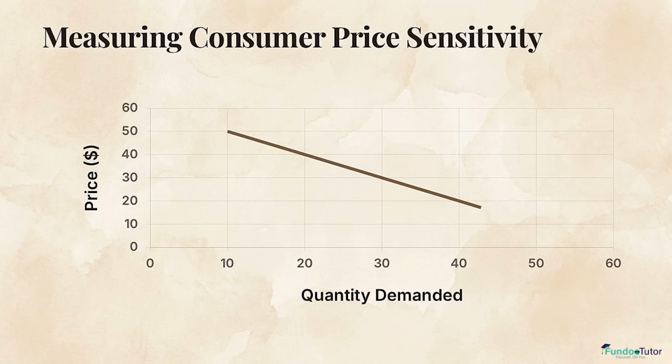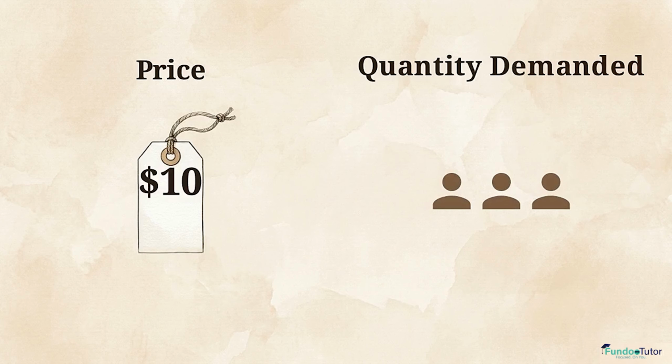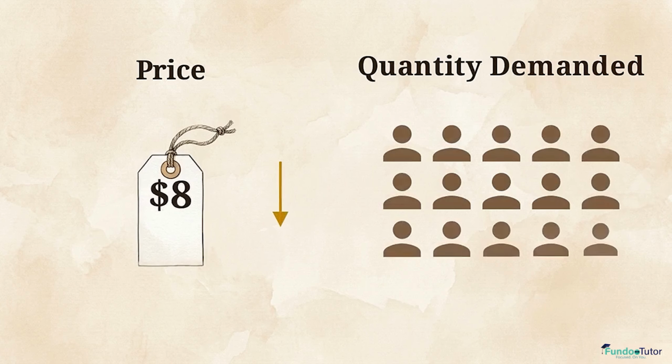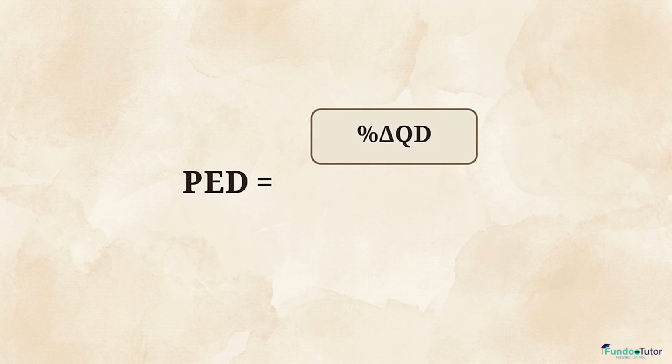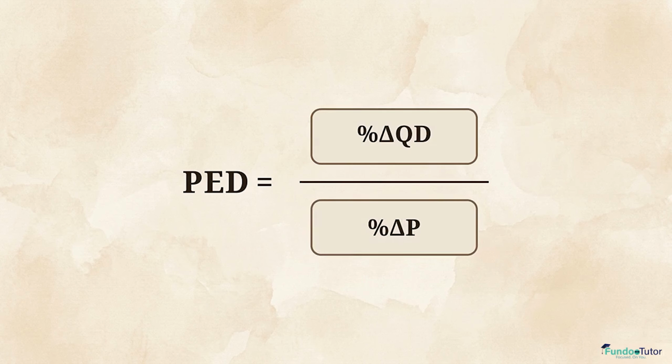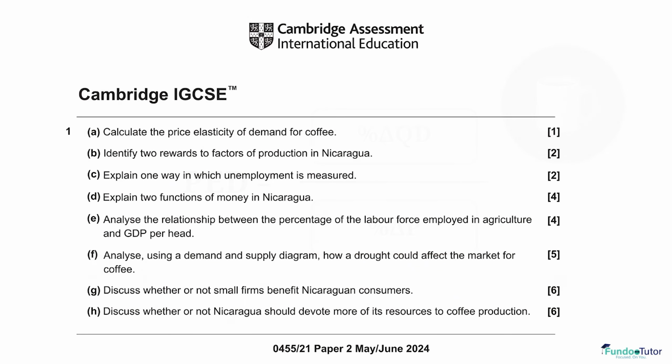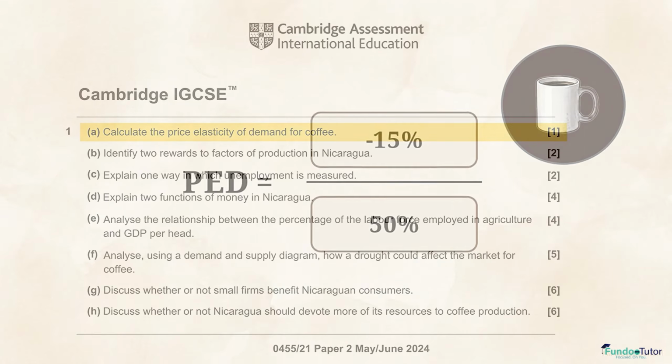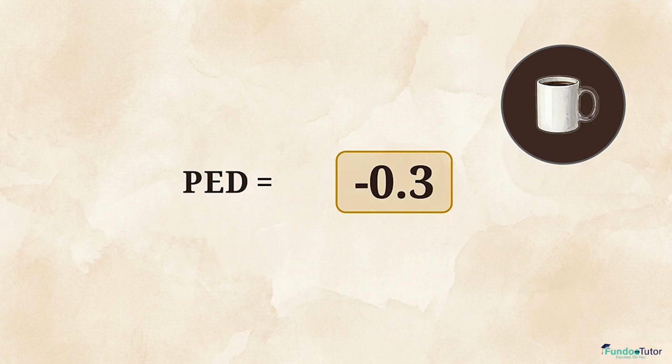Price elasticity of demand, or PED, measures exactly how sensitive consumers are to a change in price. It tells us the precise rate at which the quantity demanded will shift when a price tag goes up or down. We calculate this sensitivity using a specific formula: the percentage change in quantity demanded divided by the percentage change in price. Applying this to a past paper, if demand for coffee drops, we slot those percentage values into our equation blocks, resolving to -0.3.